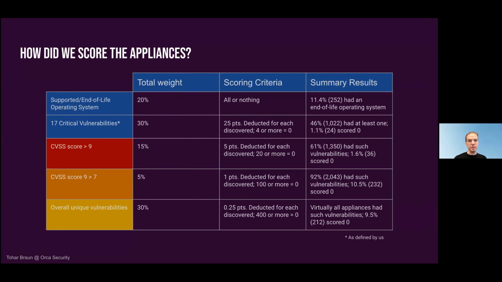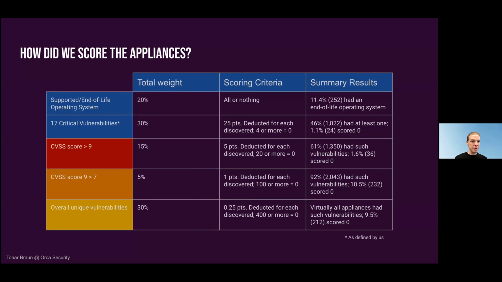For the operating system, you can only either get a 0 or a 100, depending on whether you were using an operating system that was still being supported by the distributors. For critical vulnerabilities, we defined 17 of them, which represent things like EternalBlue, BlueKeep, HeartBleed. Yes, we still found HeartBleed on machines in 2021.